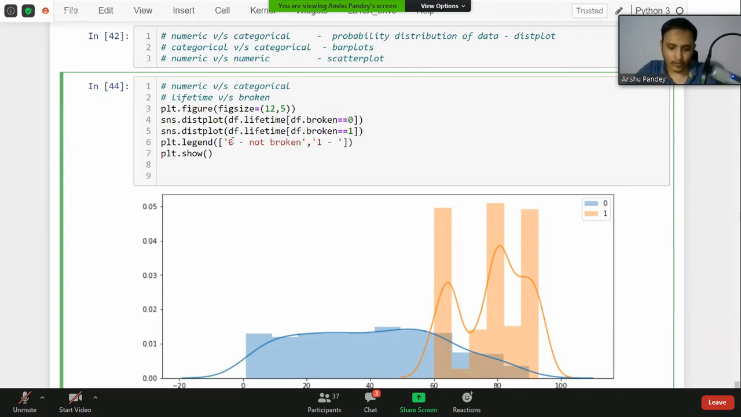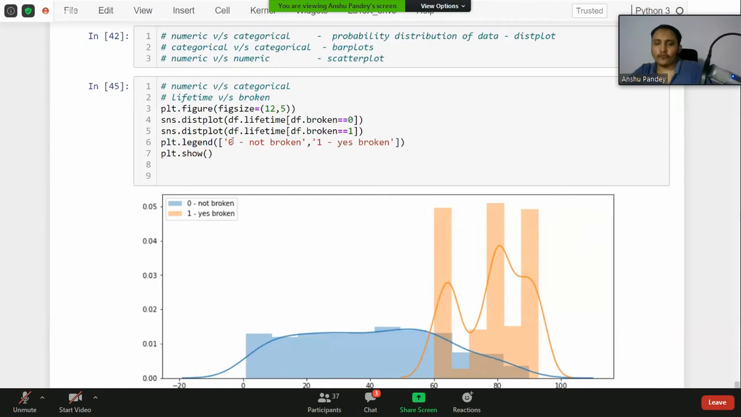And 1 means yes, broken. So 0 means not broken. That means the blue distribution is representing the probability distribution of machines which are not broken, not damaged. The red distribution is representing the probability distribution of machines which are damaged. So there are two distributions.